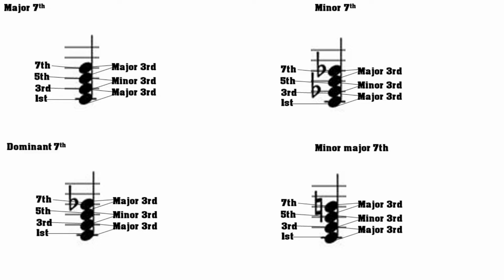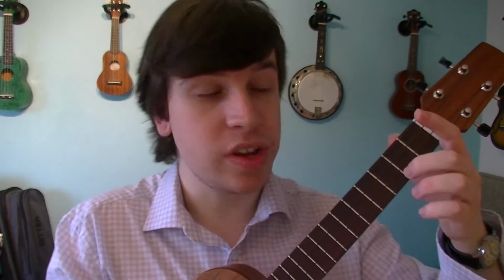So the first type is called a major 7. This is where you take the seventh note of the major scale and add it to the triad. It sounds really jazzy because it's dissonant or unsettled, but it also has a peaceful quality to it. So here's C major 7.